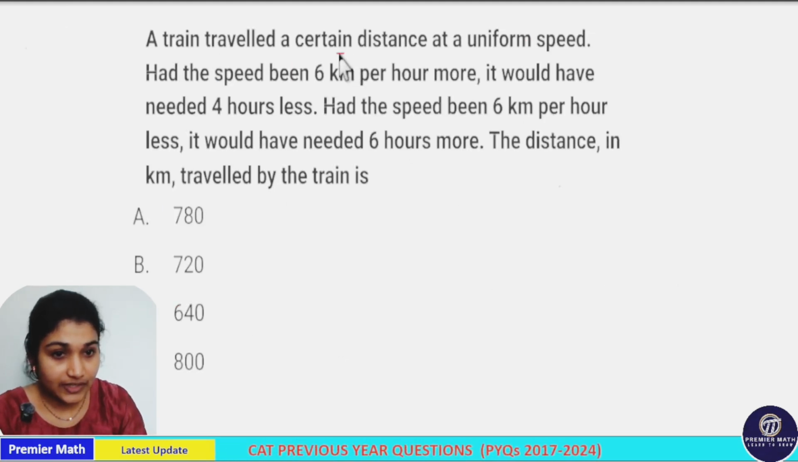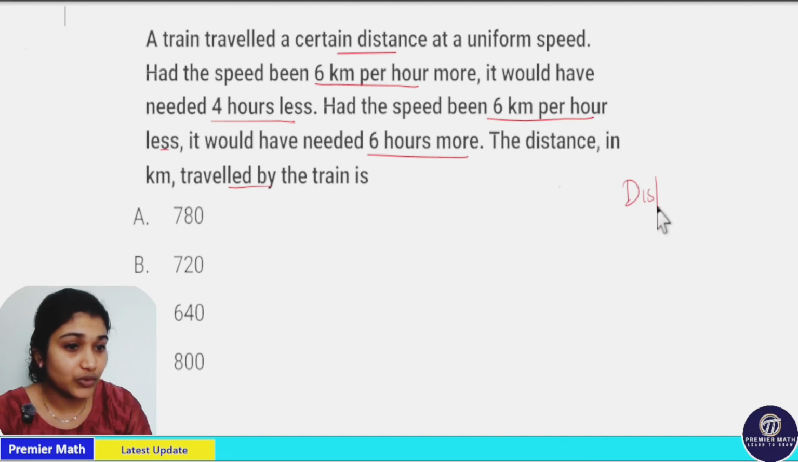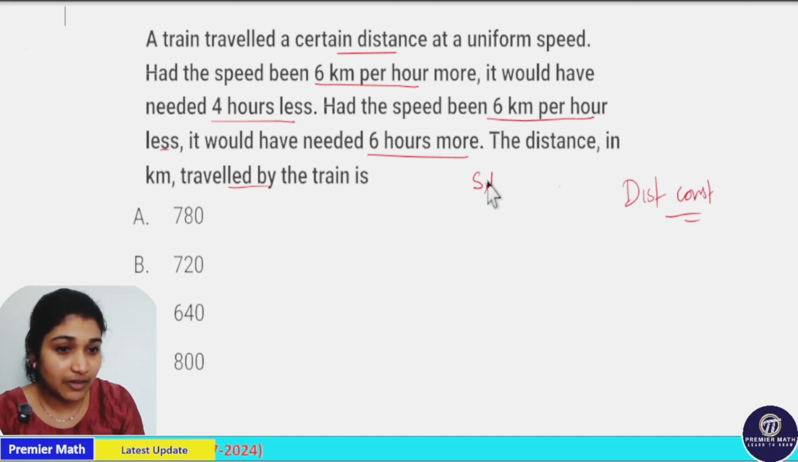A train travels a certain distance at a uniform speed. Had the speed been 6 km per hour more, it would have needed 4 hours less. Had the speed been 6 km per hour less, it would have needed 6 hours more. The distance in kilometers traveled by the train is? Here the distance in both cases is constant. Consider the initial speed as S and the initial time as T.